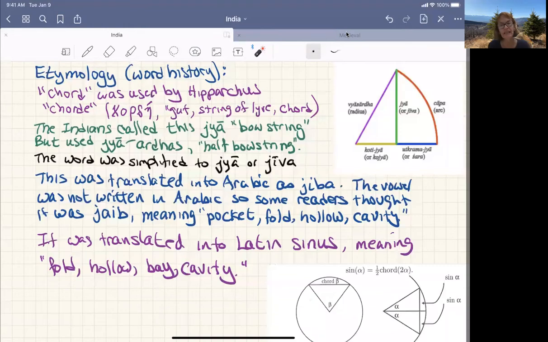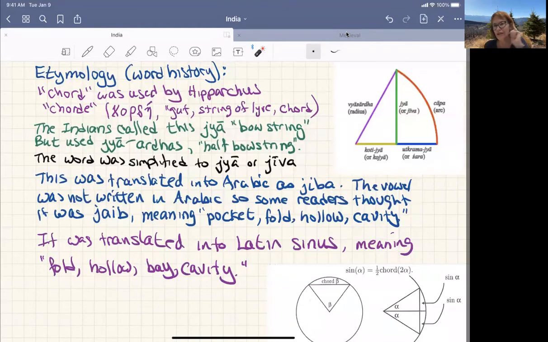But they didn't use the full chord, they used the half chord, which is jya ardha, which meant a half bowstring, but it was simplified to just jya or jiva. So that's the word that the Indians used for sine. This was later translated into Arabic as jiba.